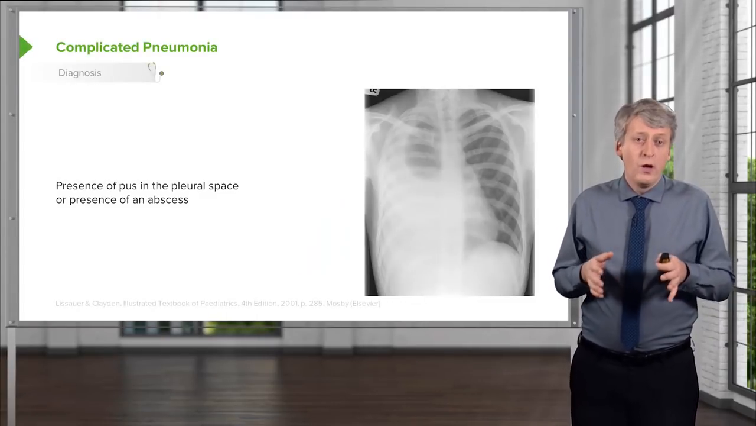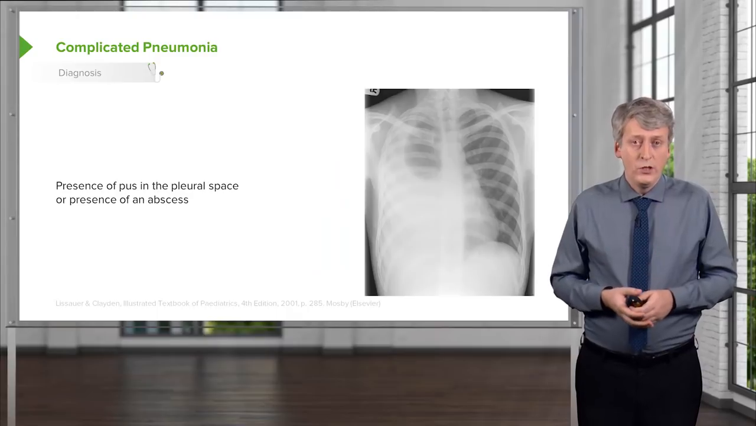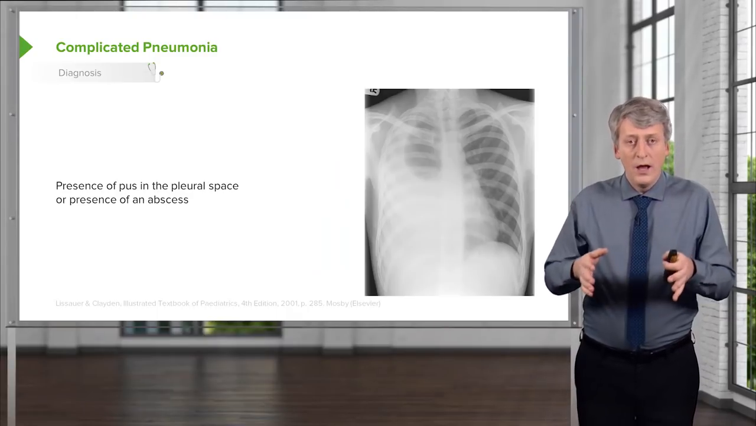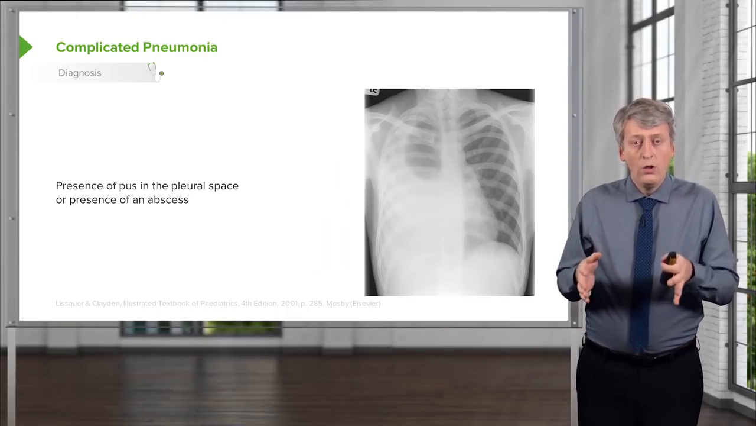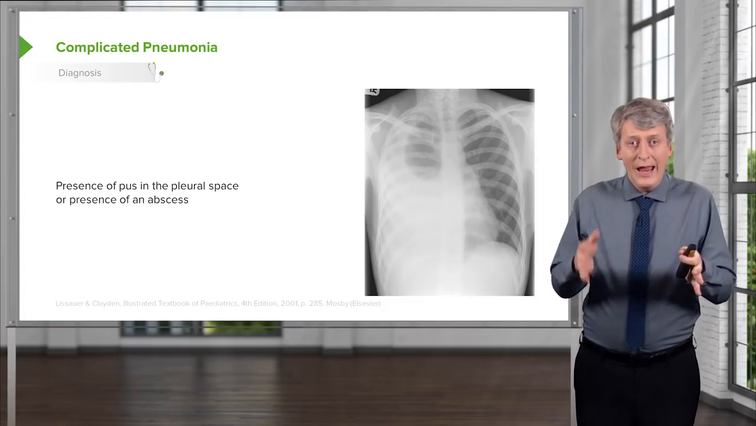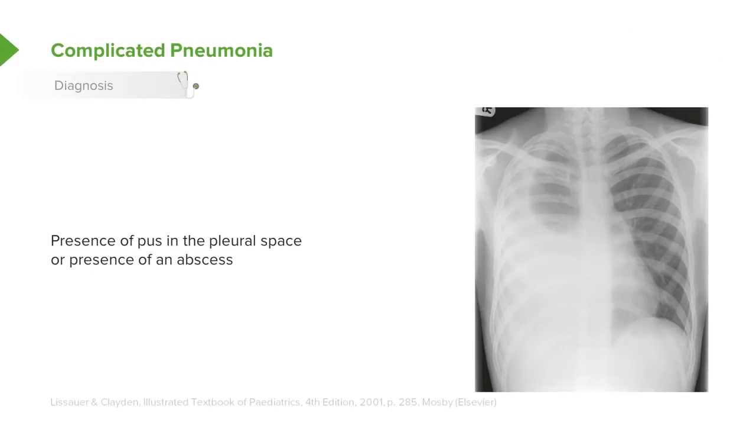Occasionally, the x-ray will pick up this complicated pneumonia we talked about. This is where pus has accumulated in the wall between the chest wall and the lung, in the pleural space. In this x-ray right here, you can see that this pleural space is remarkably filled with a large amount of pus, and it's going all the way up the side of the chest wall. That's something you want to look out for, because this patient here is probably going to be treated differently than a patient who doesn't have this.